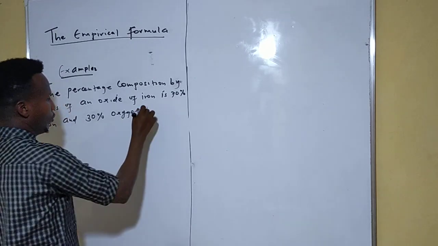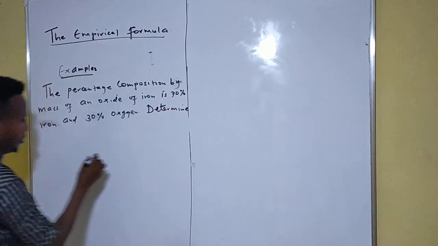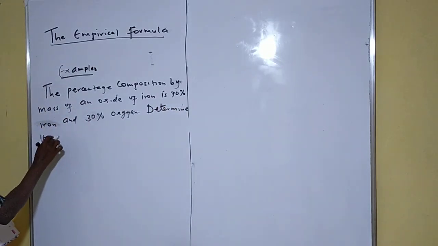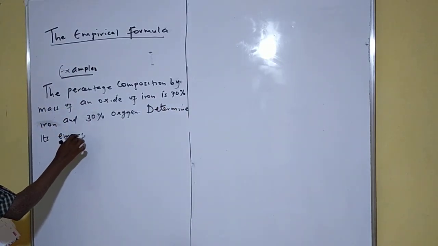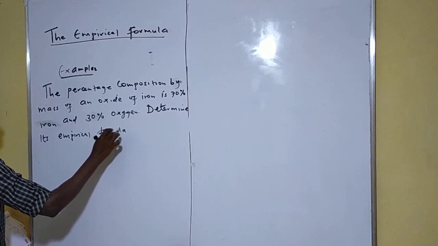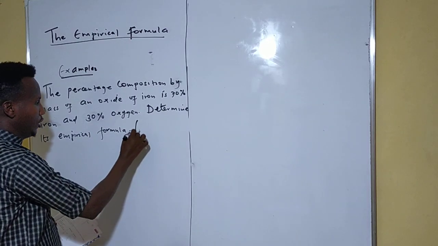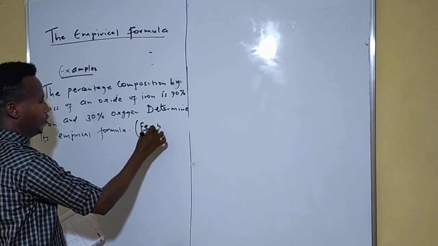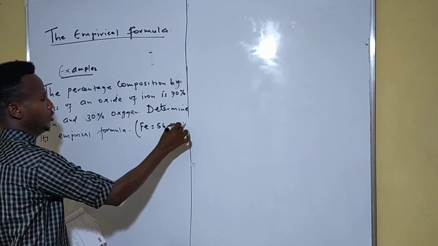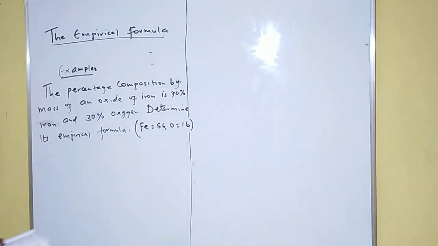Determine its empirical formula. Then you're told in the bracket we have iron is equal to 56, oxygen is equal to 16. So this is very easy.